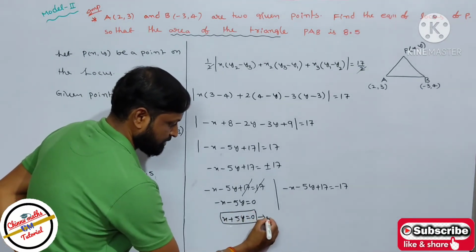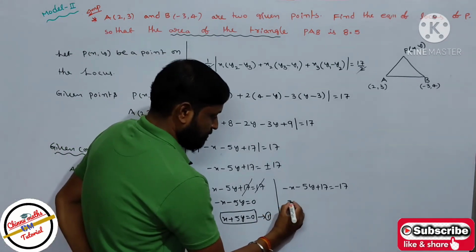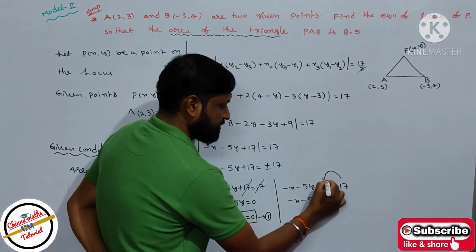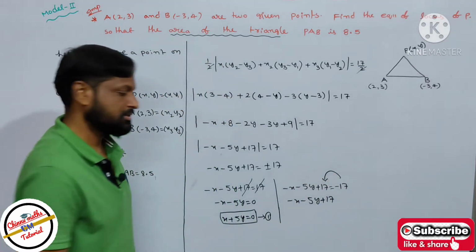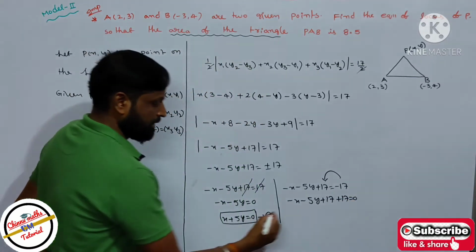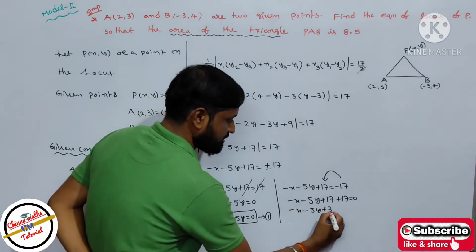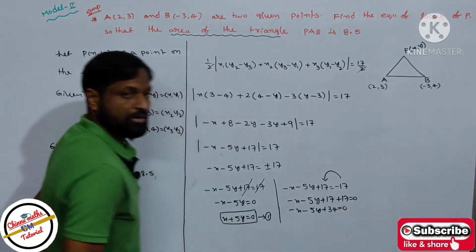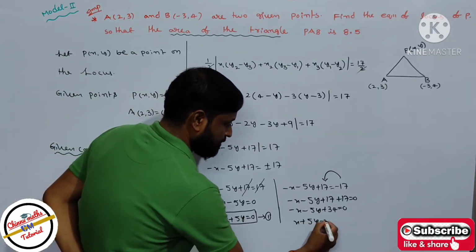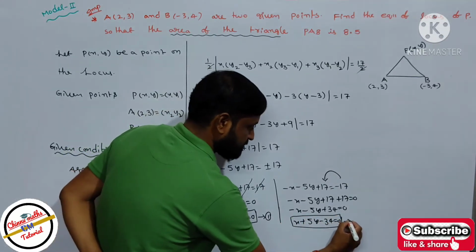Okay, equation 1. Next, minus x minus 5y plus 17. This minus 17 can be written as, sign should be changed, plus 17 equal to 0. Then minus x minus 5y, 17 plus 17, that is equal to plus 34 equal to 0. Write the minus as the common factor, then x plus 5y minus 34 equal to 0. It is our second equation.